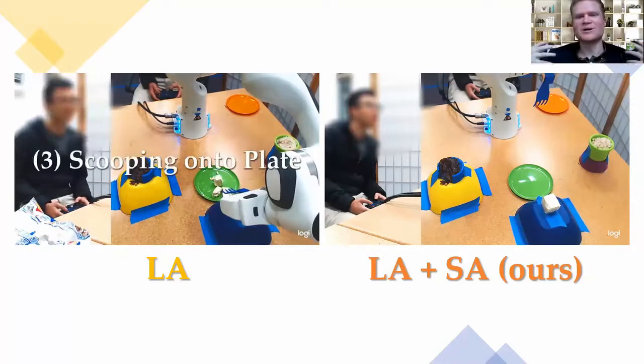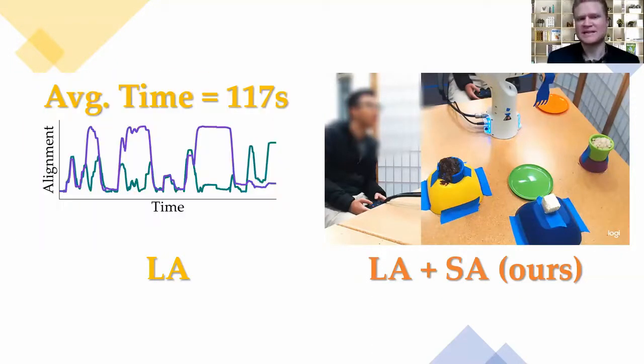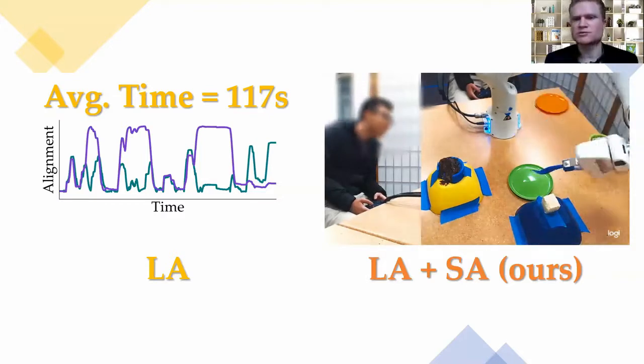They don't have any help. There's no autonomy helping assist them to maintain that goal. And so they're fluctuating throughout the task. Next, let's see what happens with our approach.